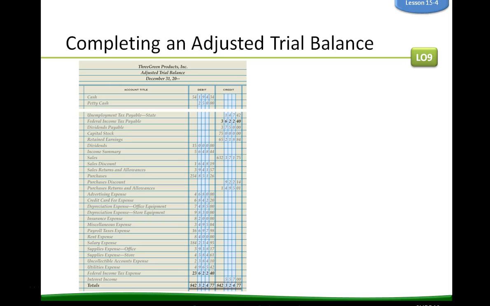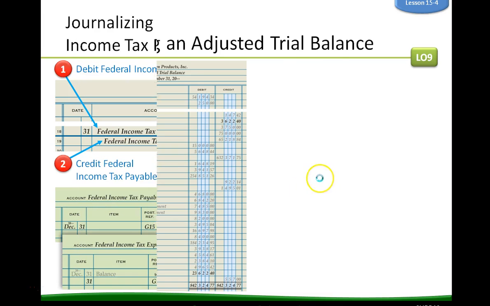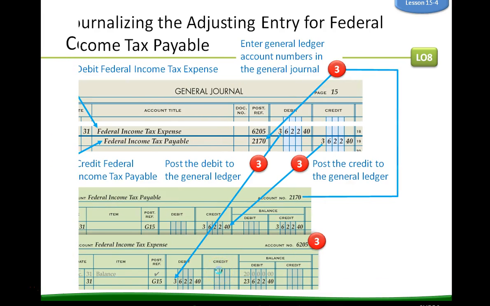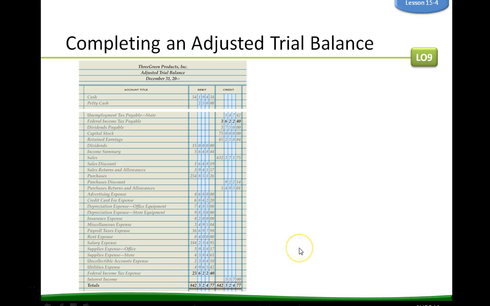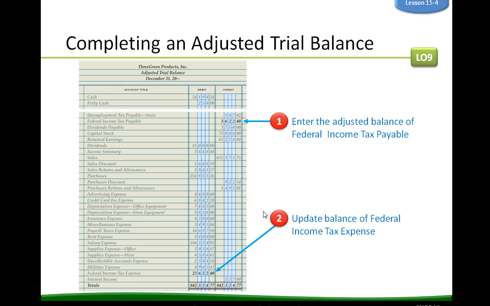All right, almost done. So completing a trial balance. The adjusted trial balance can be completed after the federal income tax expense adjustment is posted. The account balances for federal income tax payable and federal income tax expense are entered in the adjusted trial balance. Right there. And look, it balances. Enter the adjusted balance, federal income tax payable, and expense. Total, prove, and rule, and you're done.